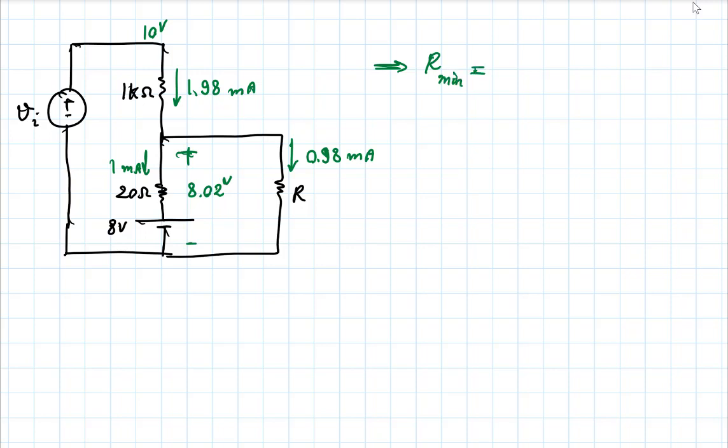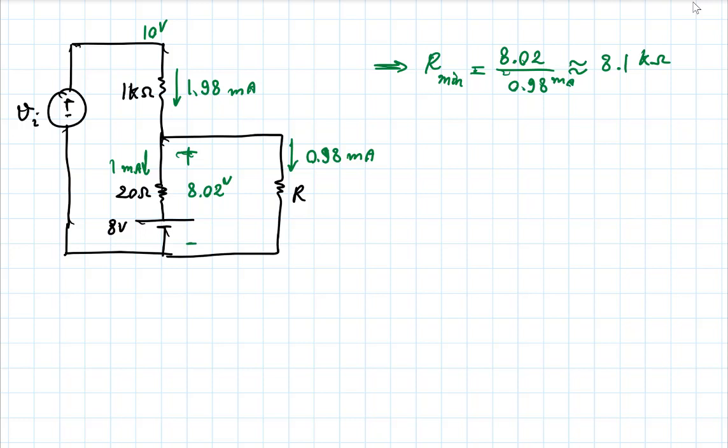So our minimum should be that voltage, which is 8.02 volts, divided by 0.98 milliamps. So that's approximately maybe 8.1 kilo ohm, right? Approximately. I'm not doing it accurately. The resistor should not be smaller than that.